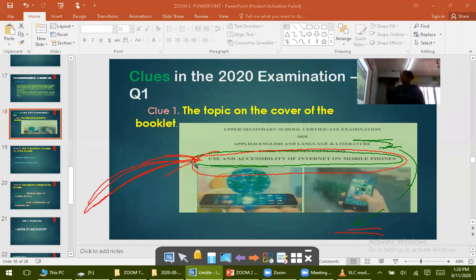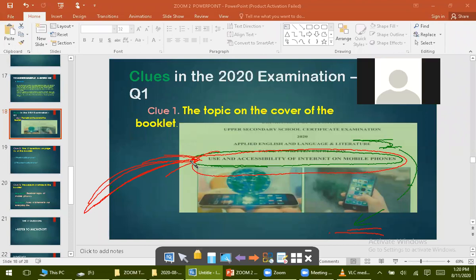Let's go through this again. Use and accessibility of internet on mobile phones. So what is it talking about here? Or who is it that this is an issue for?